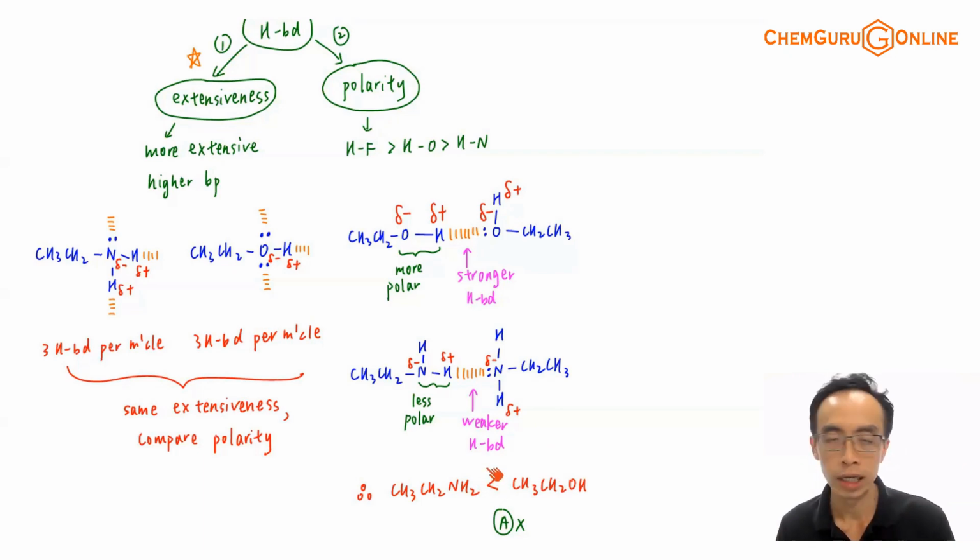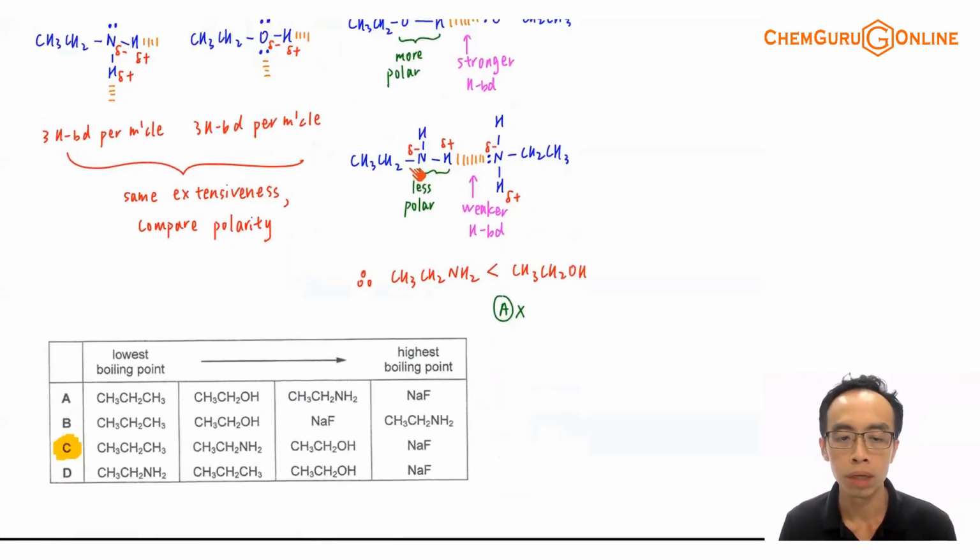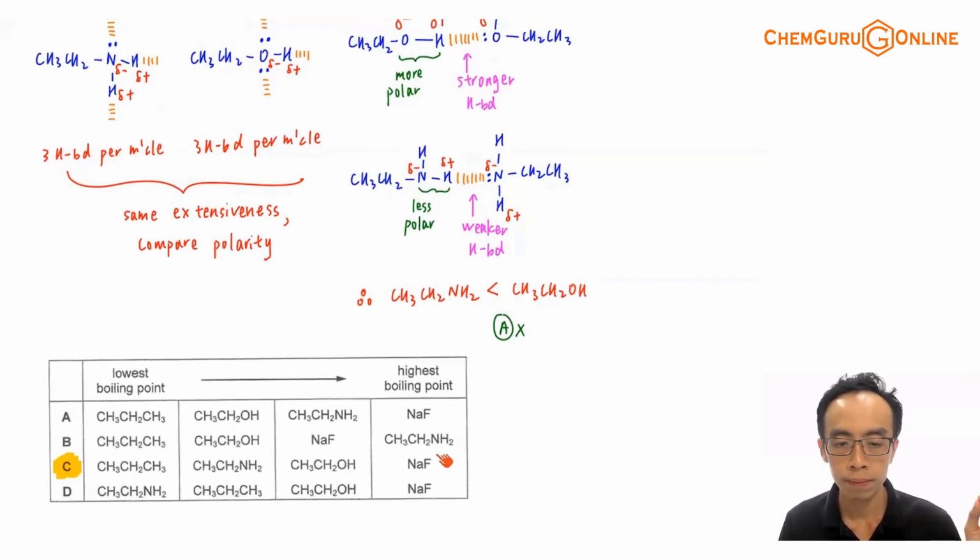So because of that, we can eliminate option A. So finally, after all this comparison, we will be able to come back to this list. Sodium fluoride will have the highest boiling point because it is an ionic compound. Propane, which is a hydrocarbon, will have the lowest boiling point because it is nonpolar. We have the weakest ID-ID attraction between molecules. Comparing amine versus alcohol, alcohol will have a stronger hydrogen bond between molecules because the OH bond is more polar than the NH bond, and therefore the answer to question 1 will be option C.